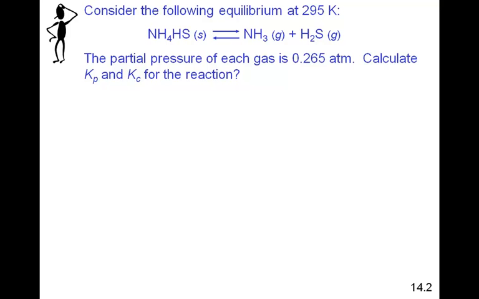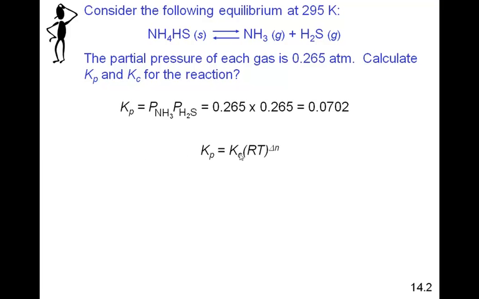Okay, consider the following equilibrium at 295 Kelvin. NH4HS in equilibrium with NH3 plus H2S gas. And we have two gases and a solid. The partial pressure of each gas is 0.265 atmospheres. Let's find the Kp and the Kc. So, the Kp is going to be equal to the pressure of the NH3 times the pressure of the H2S, both of which are raised to the coefficient of 1, divided by, no gases on this side, so nothing. We put in the partial pressures and we calculate the Kp, which kind of tells us that there really isn't a lot of these two over here, and actually this solid doesn't really decompose all that much.